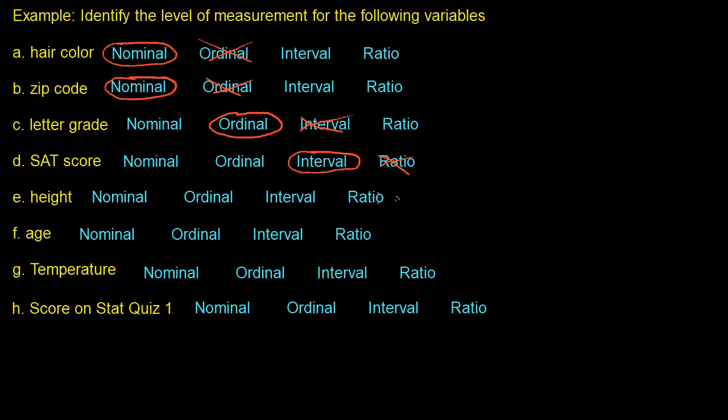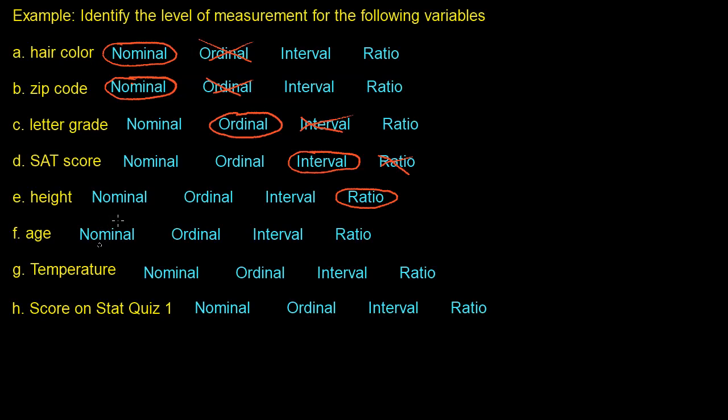Is there a natural 0 for height? Yeah, right. You can take ratios between heights. Having 0 height is meaningful. There's a lack of height. And something that is 10 feet is twice as tall as something that's 5 feet. So yeah, taking ratios makes sense for height. So height is a ratio type of data.